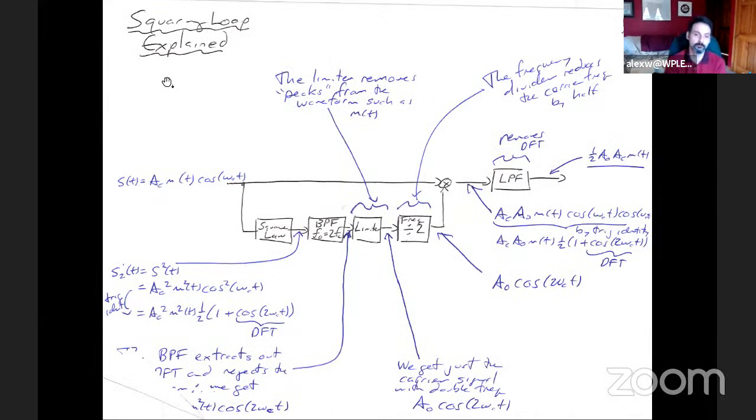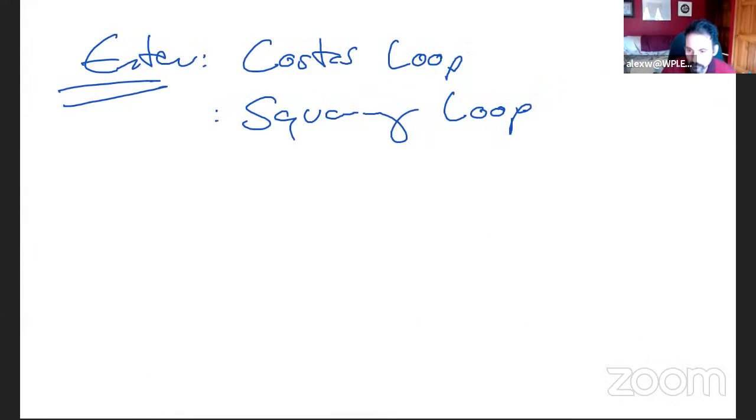Now, for the squaring loop, almost the same thing. The way the squaring loop works, take your signal and square it. You square it, so now you have s squared of t, which means cosine squared. So what does that give me? Well, some trig identities to pay attention to.